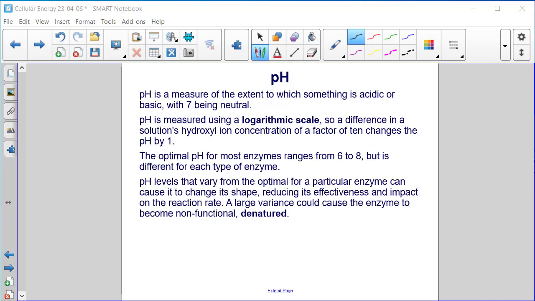pH. pH is a measure of the extent to which something is acidic or basic, with 7 being neutral. pH is measured using a logarithmic scale, so a difference in a solution's hydroxyl ion concentration of a factor of 10 changes the pH by 1. The optimal pH for most enzymes ranges from 6 to 8, but is different for each type of enzyme. pH levels that vary from the optimal for a particular enzyme can cause it to change its shape, reducing its effectiveness and impacting the reaction rate. A large variance could cause the enzyme to become non-functional, or denatured.